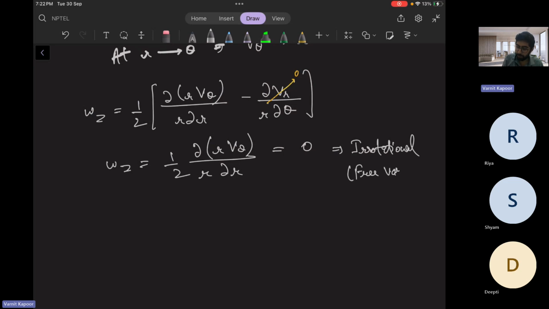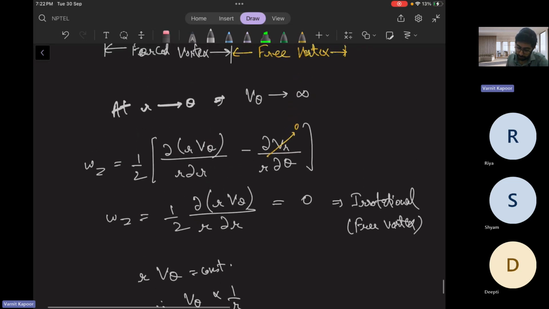Irrotational free vortex. That means my v theta is some value, and this expression comes out to be 0. So r v theta is a constant value, because the differentiation of a constant is 0. So this implies v theta is inversely proportional to r. Once again, a different approach to do this. Since v theta is C by r, I'm here only in the free vortex condition.